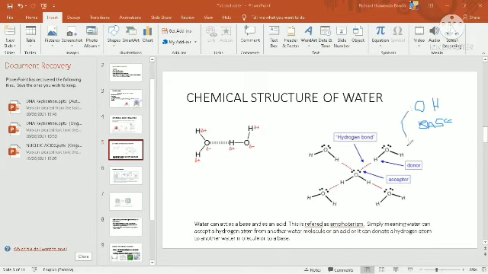So that base could accept a hydrogen atom from the water molecule. In this case, the water molecule is donating the hydrogen atom to the base, and this is what is referred to as water's amphoteric properties.